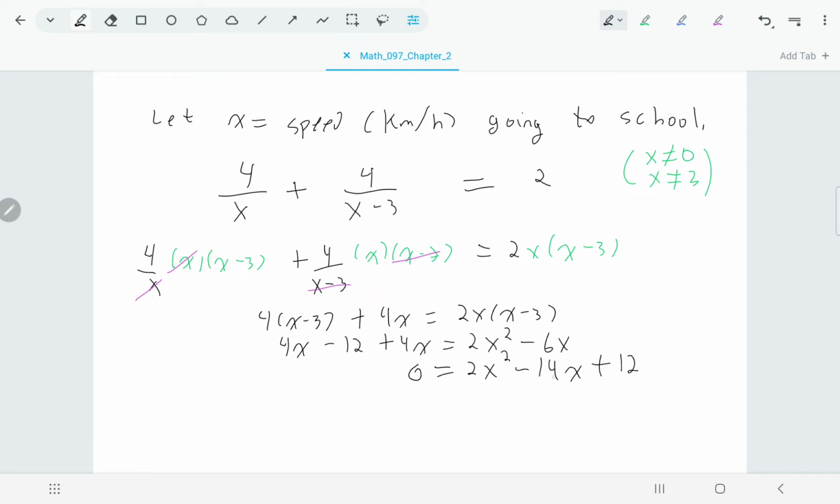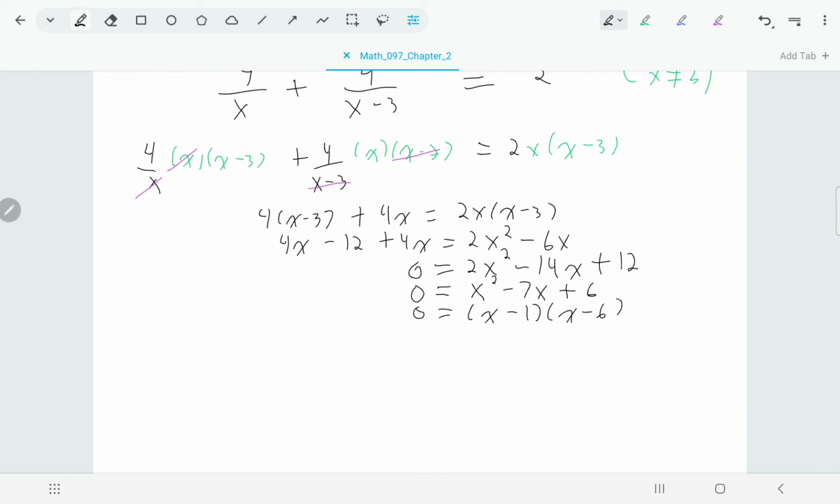I could try to solve by factoring right now. I notice this is an equation, so I could divide both sides by something, and since all of the numbers in front of my x's and my constant term are all divisible by 2, I could just divide everybody by 2, so I have an easier thing to factor. And if I factor this, it looks like it factors as (x minus 1)(x minus 6). So we come up with two possible solutions. X minus 1 is 0, or in other words, x is 1, or x minus 6 is 0, so in other words, x is 6.